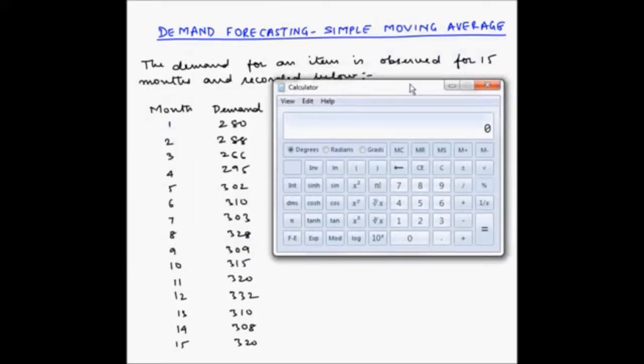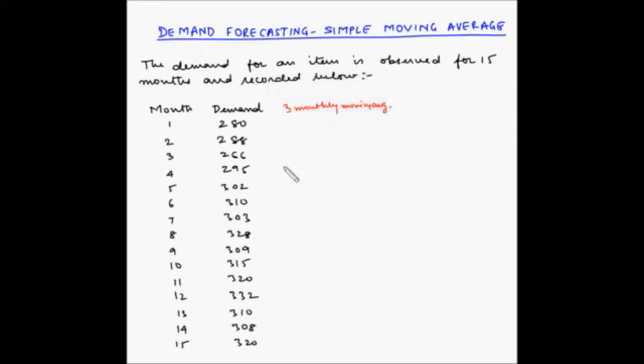So the average will be 280 plus 288 plus 266 divided by 3, because n is 3 in this case, which is 278. So 278 is the forecast for the 4th month. Now while 278 is the forecast for the 4th month, when the 4th month is passed, we realize that the actual demand for this item for the 4th month was 295.